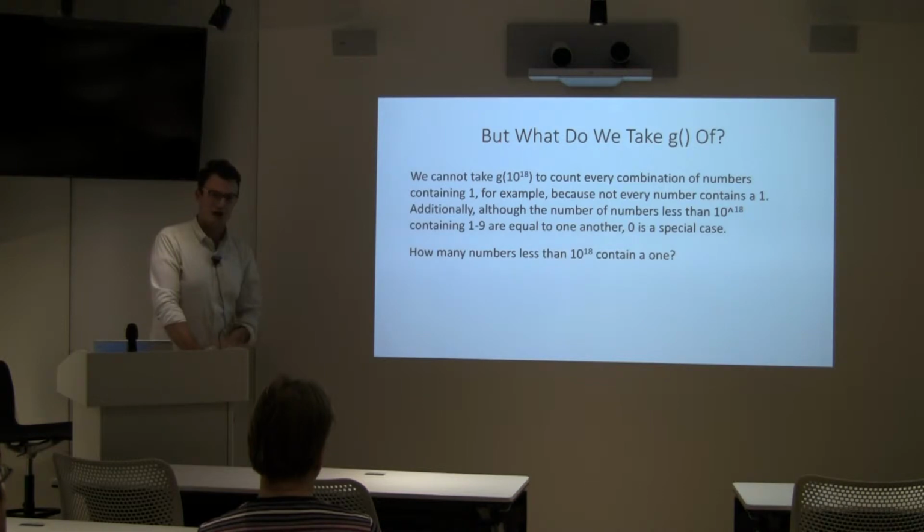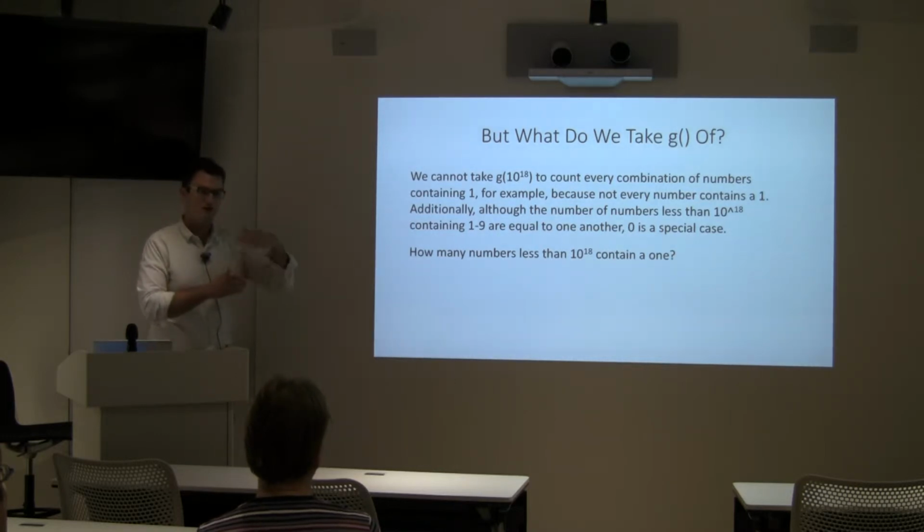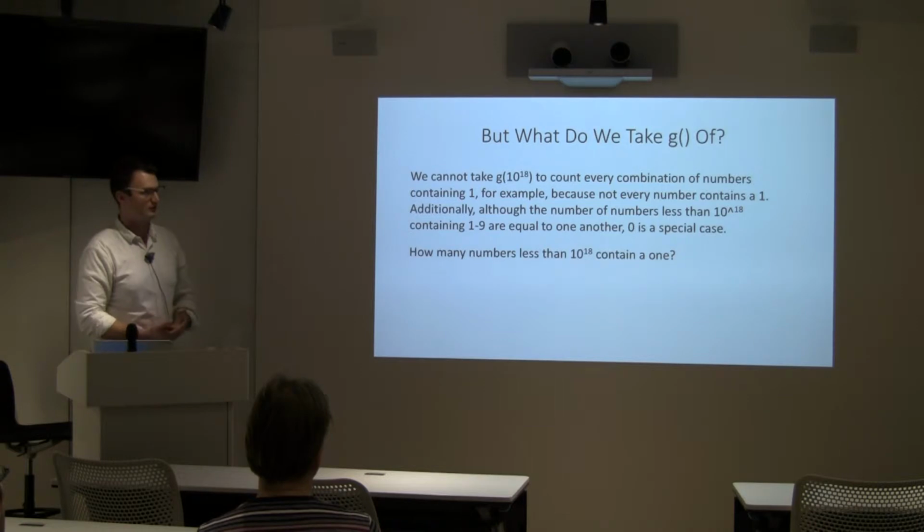But 0 is a special case because, for instance, if we have the number 1,000,000, then all the numbers from 100,000 to 200,000 have a 1. But for numbers less than 100,000, those numbers do not necessarily have zeros. So we're going to have fewer instances of zeros than all other digits because zeros cannot start numbers.